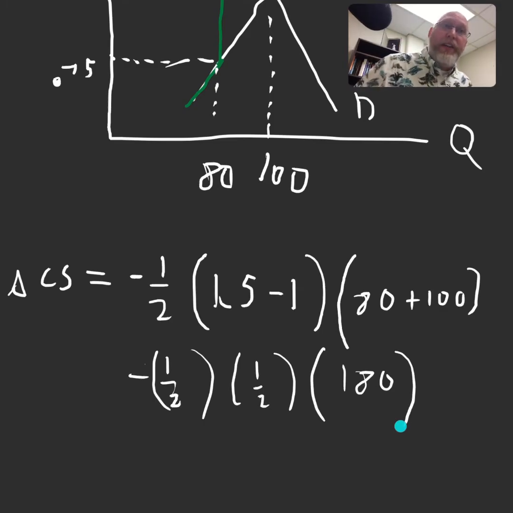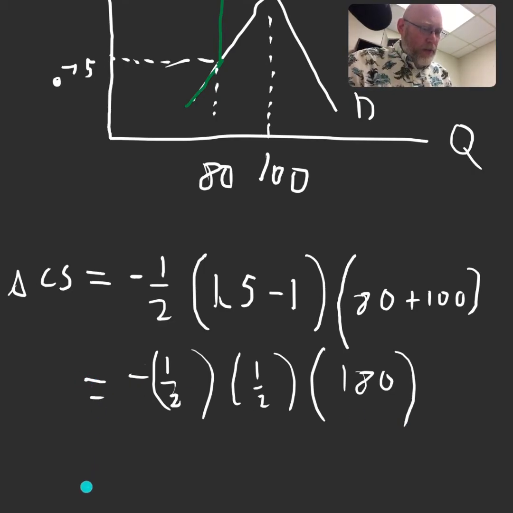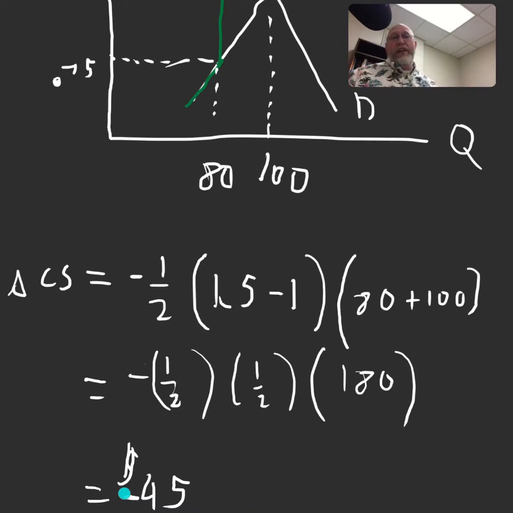Let me grab a calculator and verify that. Hang on one second. Yes, that is right. So the change in consumer surplus in this scenario is equal to 45. And that is in dollars. And let's not forget our negative sign. And this would be a huge market, so it might be $45,000 or $45 million out in the real world.